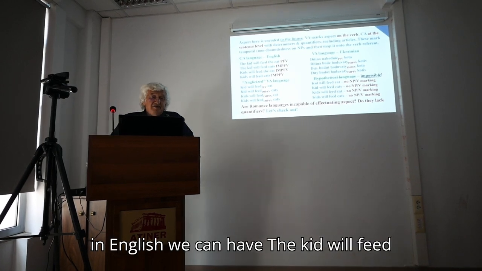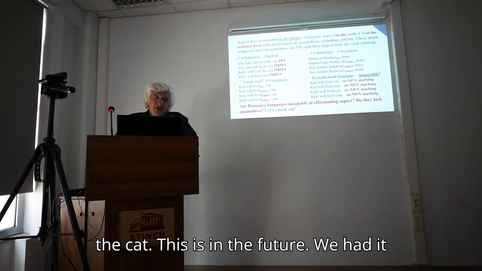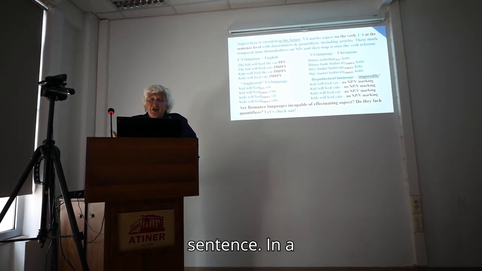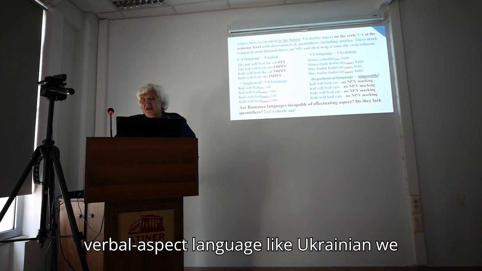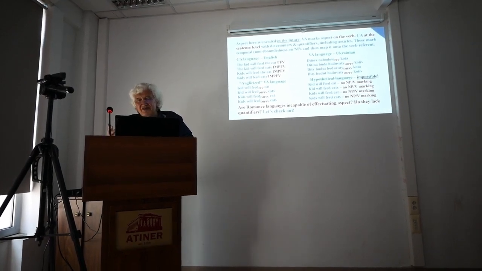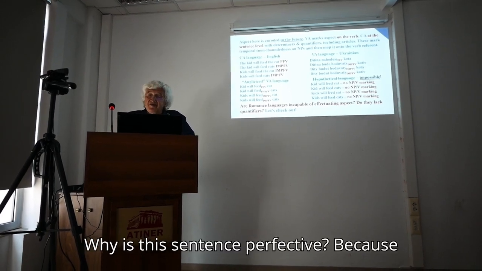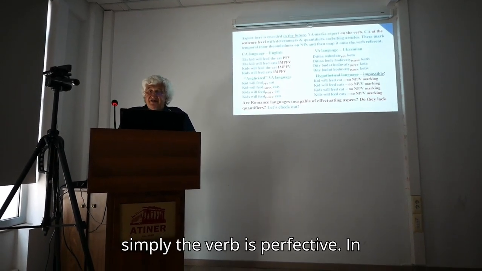So in English we can have: the kid will feed the cat. This is in the future, as we had it in the past. This is a perfective sentence. In a verbal aspect language like Ukrainian, we will have dytyna nahoduje kota. Why is the sentence perfective? Because simply the verb is perfective.